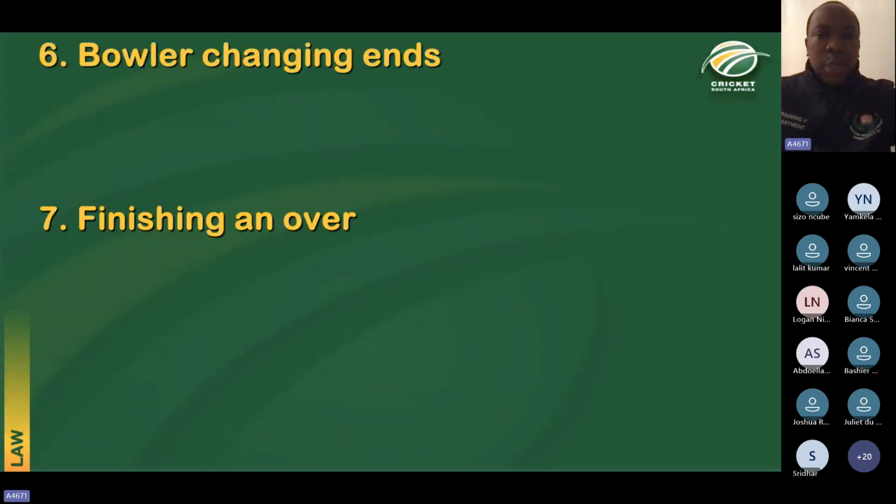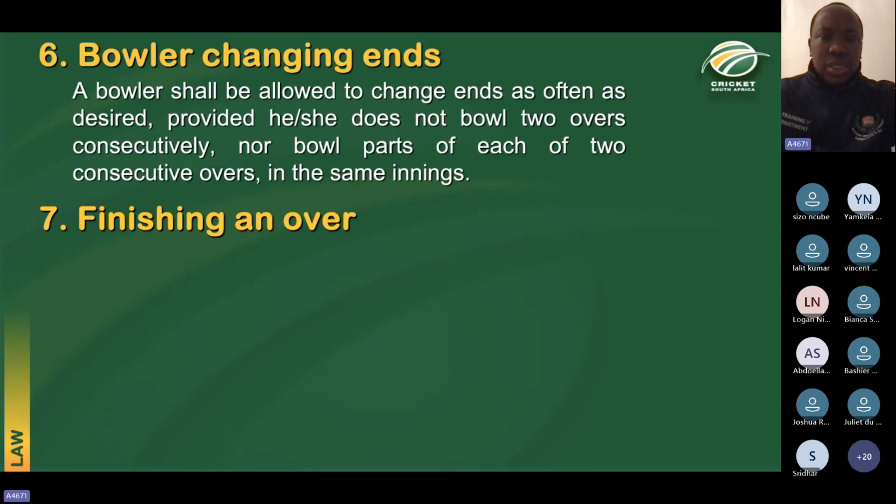Can a bowler bowl from both ends? Let's see what the law says. Law tells us that a bowler shall be allowed to change ends as often as he or she desires, provided that he or she does not bowl 2 overs consecutively, nor bowl parts of each of 2 consecutive overs in the same innings. So what does this mean?